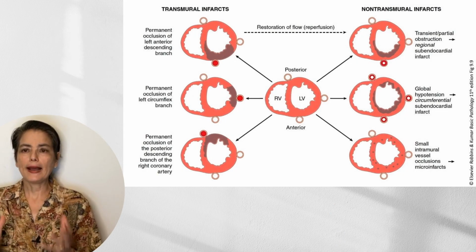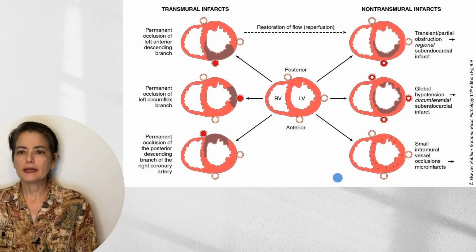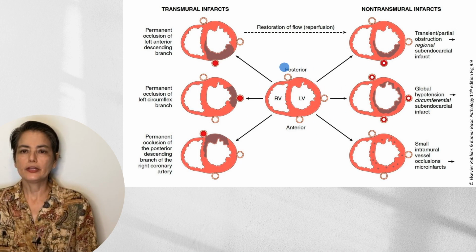So let's look at a map that I think puts a lot of this information together for you. Let me begin by orienting you. This is the heart with the right ventricle, left ventricle, anterior here, posterior here. Here is our left anterior descending branch. Here is our left circumflex branch. And here is our right coronary artery.